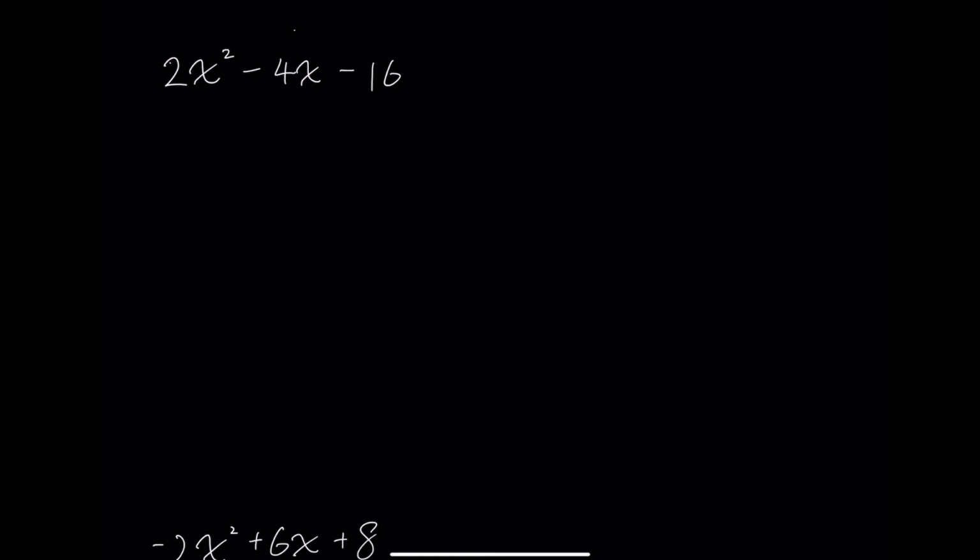Now let's try something different. Here we have a 2 before the x squared. What I like to do is to move the 2 to the end of the polynomial. So how that will look like is x squared minus 4x minus 32. Because 2 times negative 16 is negative 32. Now this is a polynomial that we know how to solve.